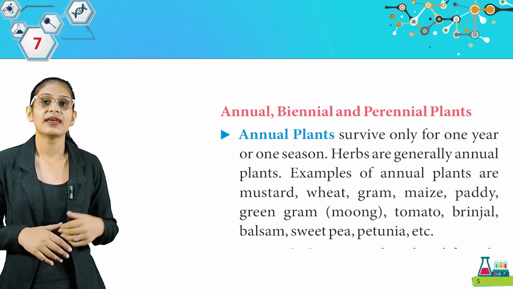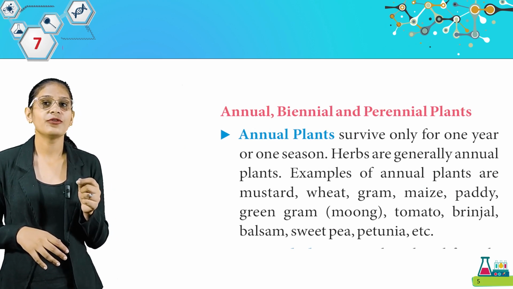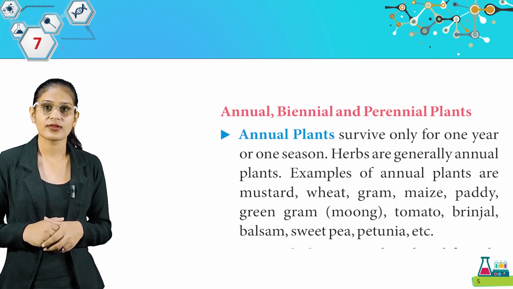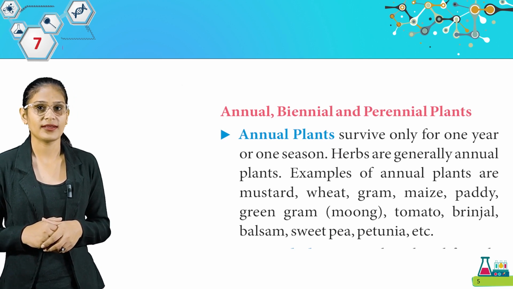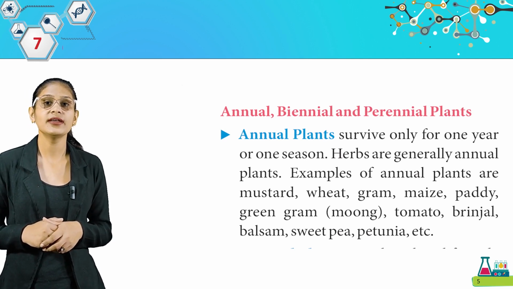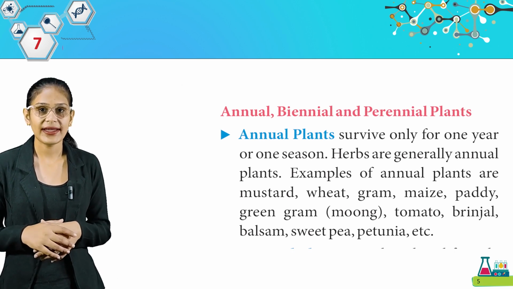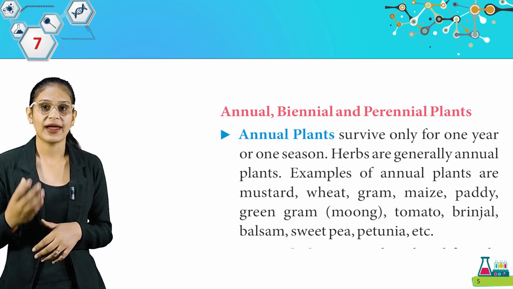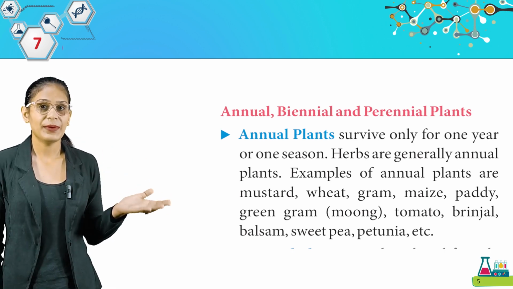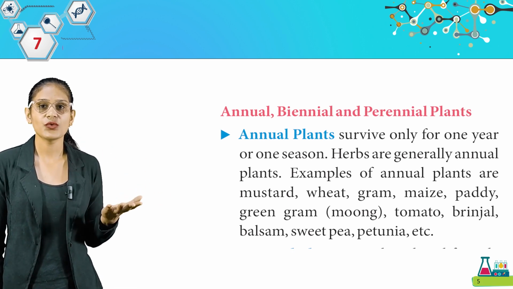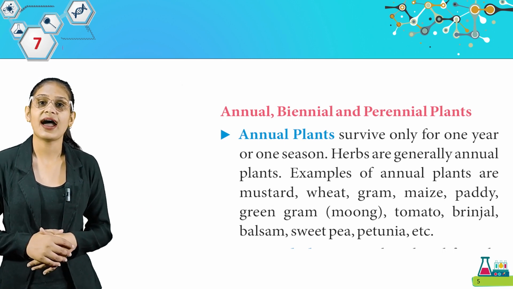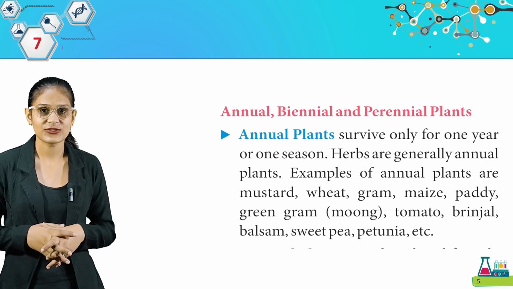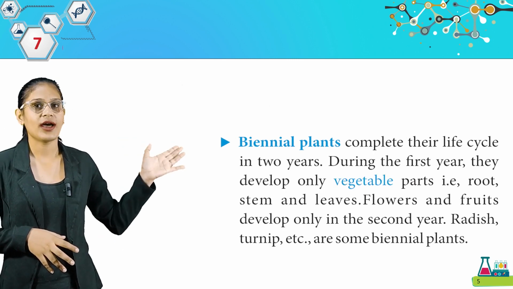Annual, biennial and perennial plants. Annual plants. Annual plants survive only for 1 year or one season. Herbs are generally annual plants. Examples of annual plants are mustard, wheat, gram, maize, paddy, green gram, moong, tomato, brinjal, balsam, sweet pea, petunia, etc. So these are annual plants. Get it students?